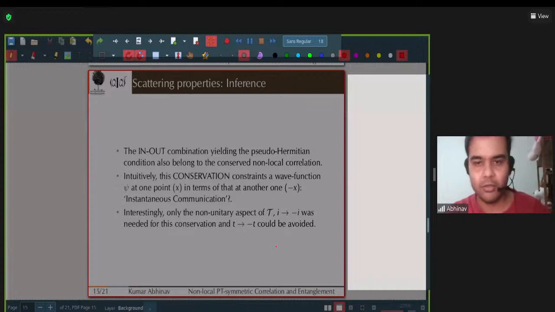So our inference is that these in-out combinations preserve the non-local correlation and give you the observable results, which it explains well. This conserved correlation is a unique thing that is there for PT symmetric systems.